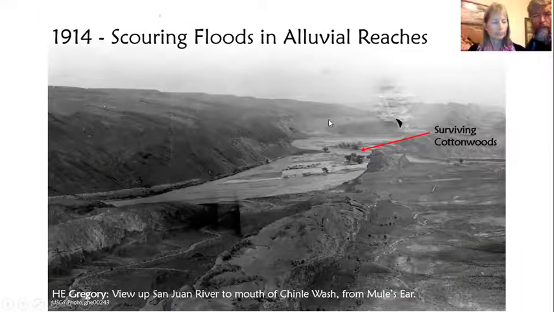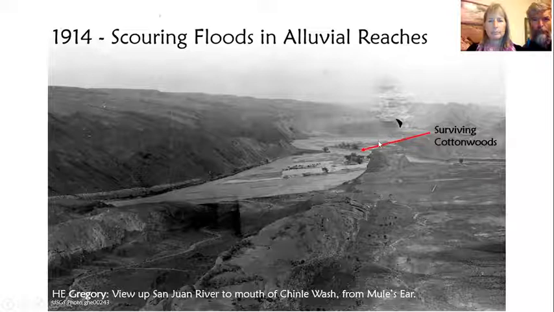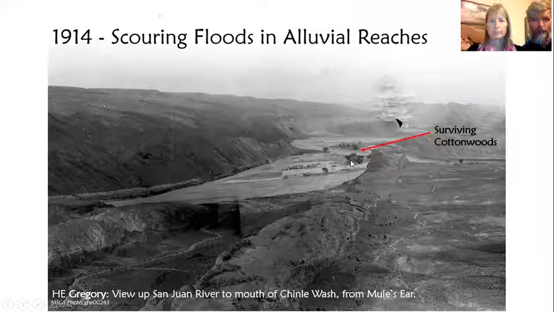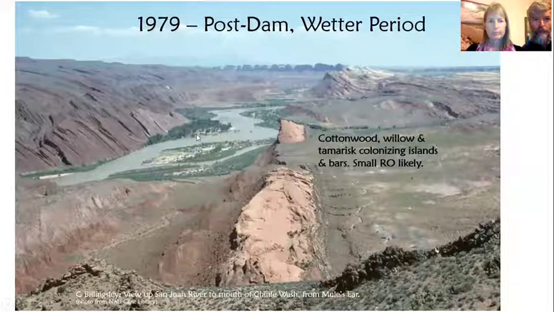Okay, and if we also stay in the alluvial reaches and look here, just 3 years after the massive 1911 flood, you can see that this alluvial reach, just about to enter the canyon, is completely scoured with a few surviving cottonwoods. If we move forward in time to 1979, you can see there's a lot more vegetation, big cottonwood groves here, and then the sandbars are becoming stabilized and colonized by tamarisk and willow. Probably some small Russian olives out there, but we can't resolve those in this view.